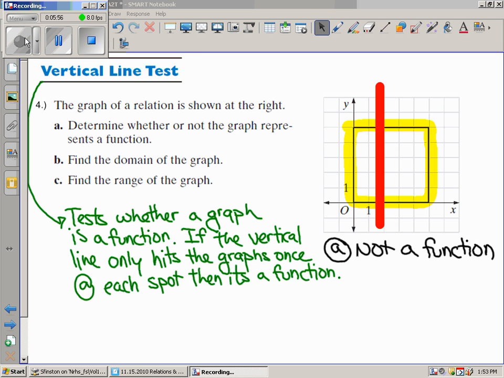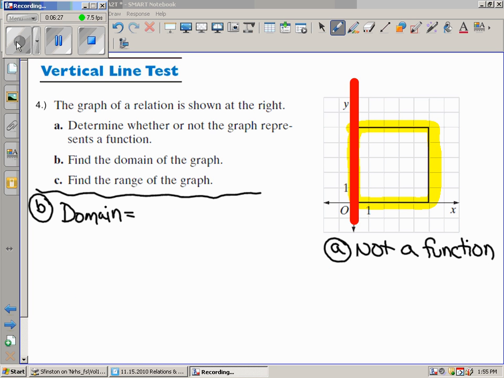Hold on one second. So then, right now we tried to describe the vertical line test in our own words. The vertical line test, let's recount what we just talked about, tests whether a graph is a function or not. And what you do is you draw a vertical line, or you take your pen or your pencil and you sweep it through. If the vertical line only hits the graph once at each spot that you're sweeping through, then it's a function. And if it hits the same spot at two different points, then it's not a function.